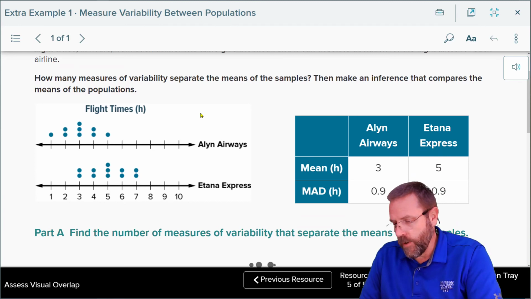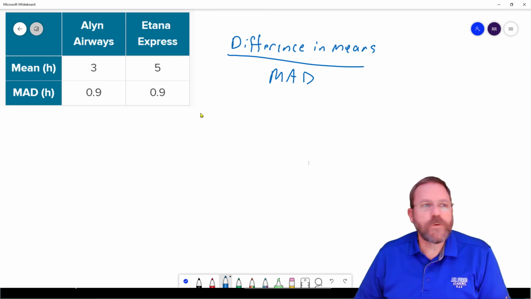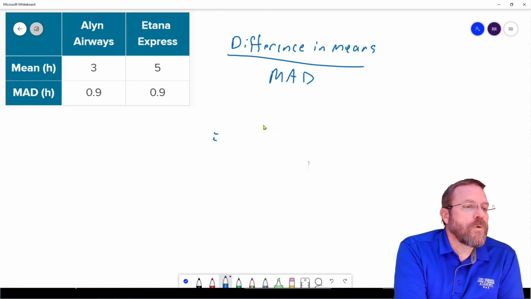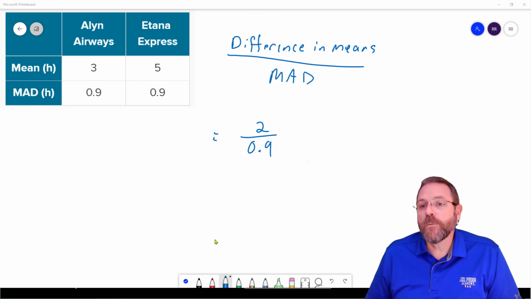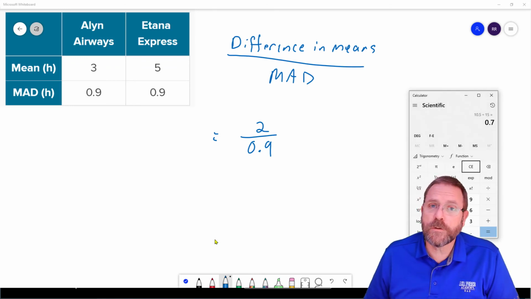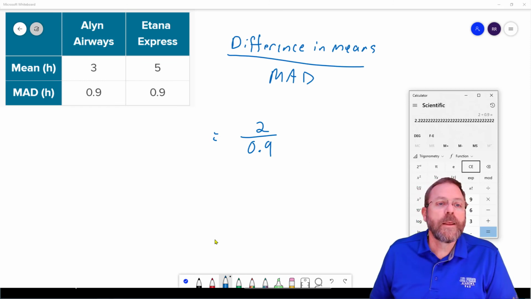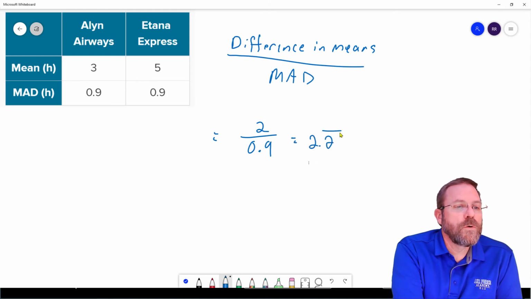So I'm going to pause this for just a second. I wrote down my formula: the difference in means divided by the mean absolute deviation. The difference in means is, of course, going to be 5 minus 3, which is going to be 2, divided by 0.9. And I'm so happy that we're about done here, I'm even going to use a calculator because I've had enough of you guys. Nothing personal, but hey, we've been together for a year. I'm ready for a fresh batch. But let's get on with this. 2 divided by 0.9 equals 2.2 repeating.